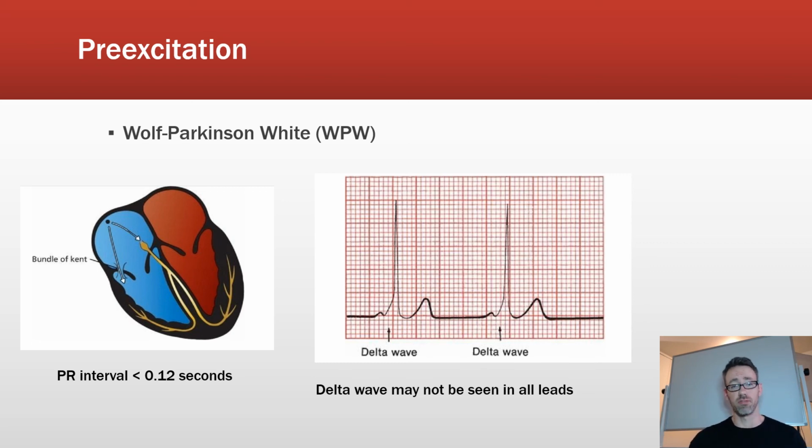So we call that pre-excitation. And there are a couple of different forms of it, but one of the most common ones is Wolff-Parkinson-White, or WPW.